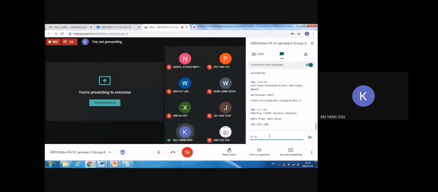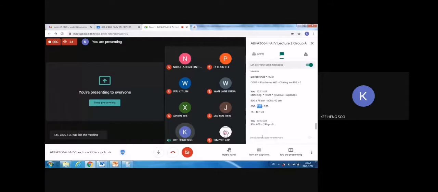You double check. 75 cents minus 40 cents is 35 cents each profit. So 35 times 800, does it equal to 280 or not? Yes, it's 280, the profit. So it's 280 profit. So your cost is 320, because I cannot use 400. Even though you bought 400 ringgit, you still got closing inventory 80. Clear? That is called matching concept in the year 2019.